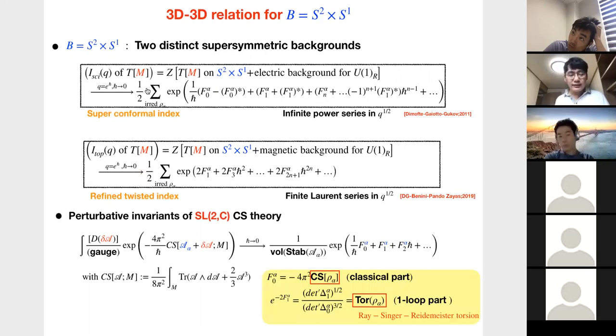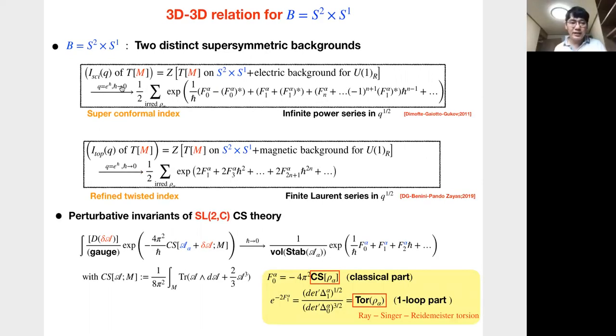And this 3D-3D relation says that these partition functions, the superconformal index and the refined twist index, in a certain limit called the Cardy limit, where q goes to 1 or hbar goes to 0, can be written in this asymptotic expansion. Here the summation is over all the irreducible SL2C flat connections on the 3-manifold, weighted in this formal asymptotic expansion. F0 alpha denotes the perturbative expansion coefficient of SL2C Chern-Simons theory along this flat connection alpha. This is the classical part, and this one is the one-loop part.